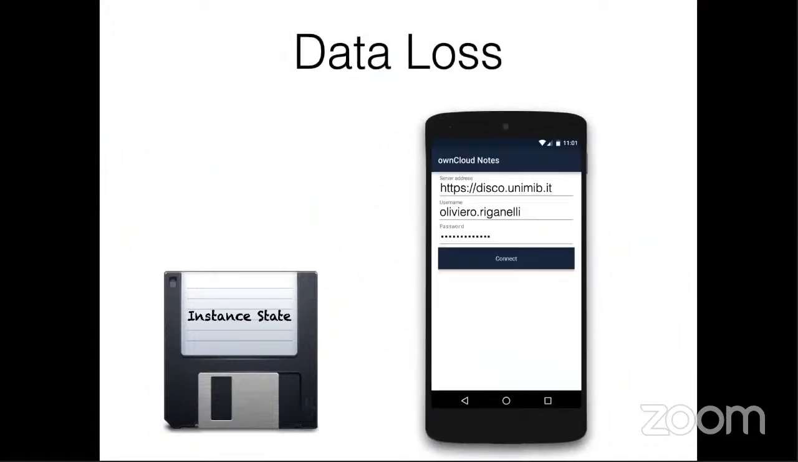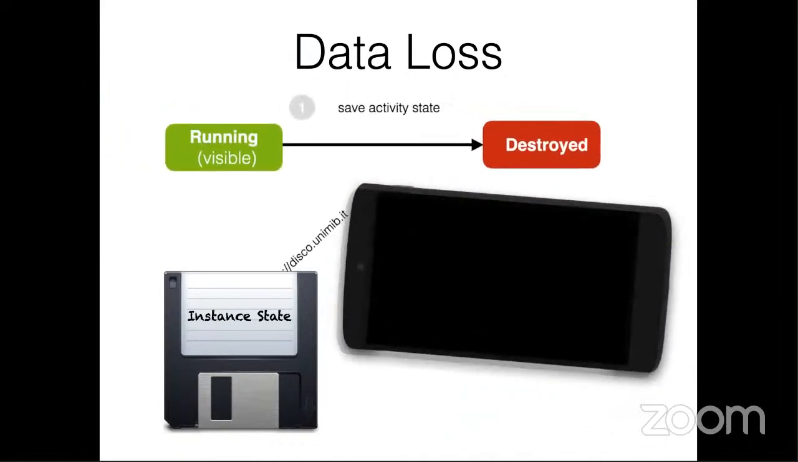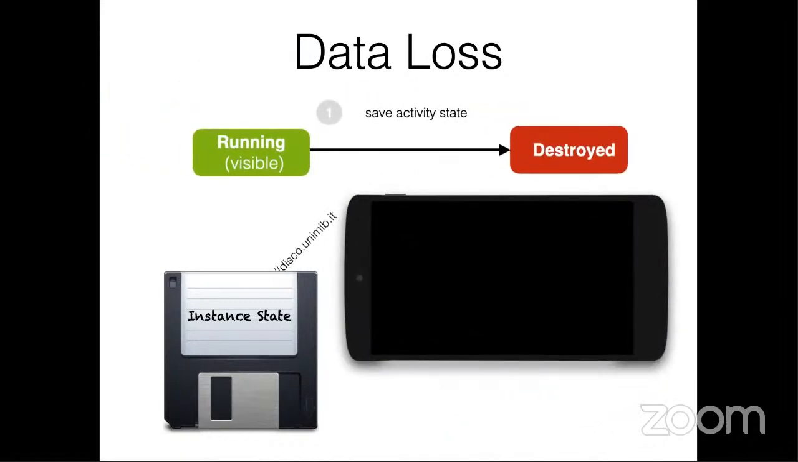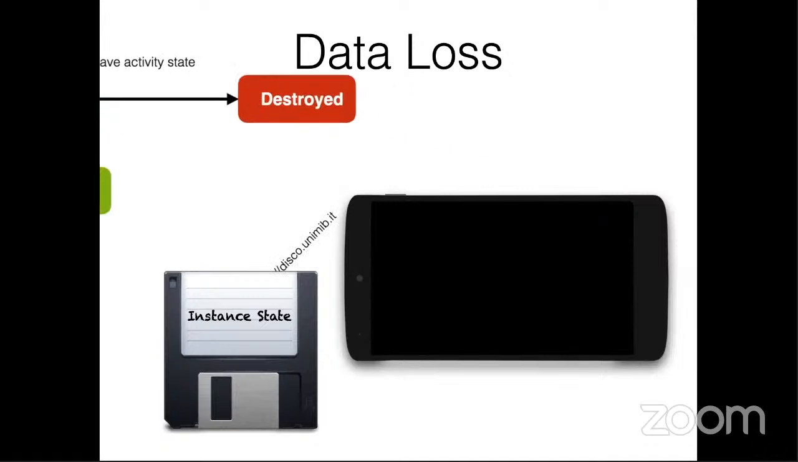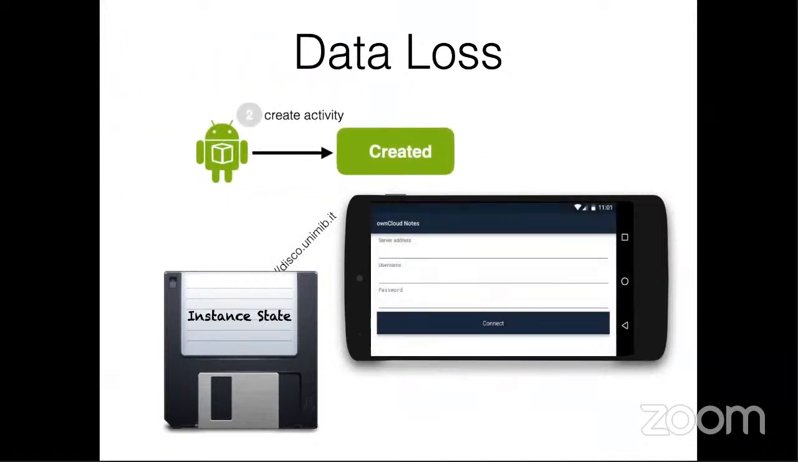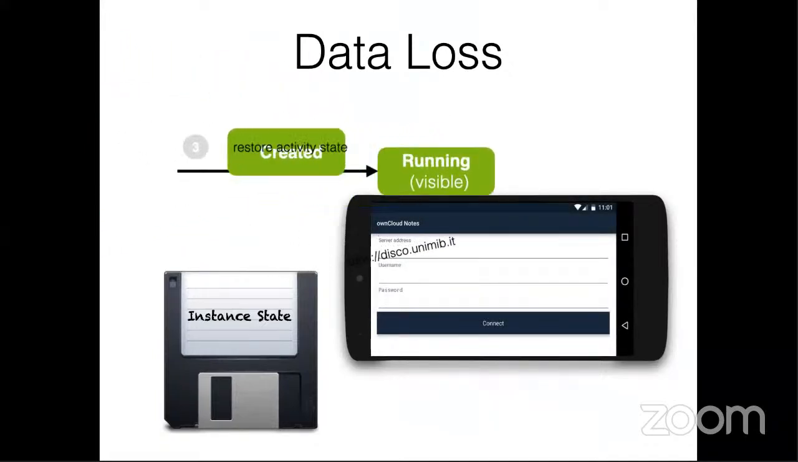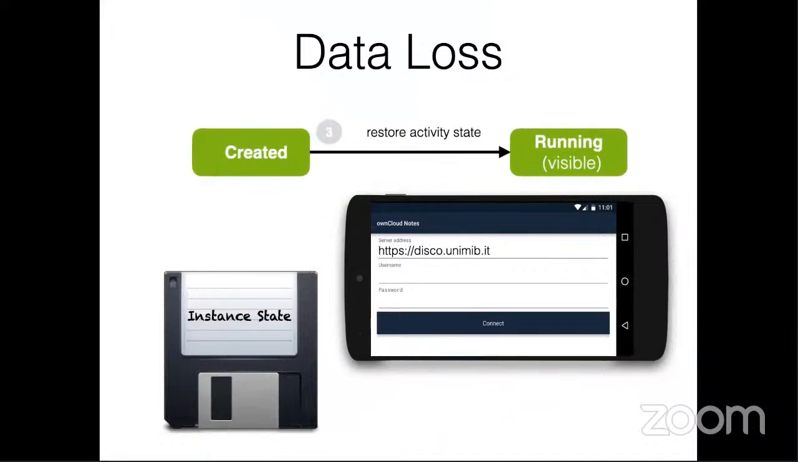If the app doesn't handle these activity recreation events correctly, we say that the app is affected by a data loss problem. For example, if the state of the activity is partially saved, obviously when the activity is recreated, the app cannot restore all text field values. And this requires the user to type the text again, which could be frustrating for the user.